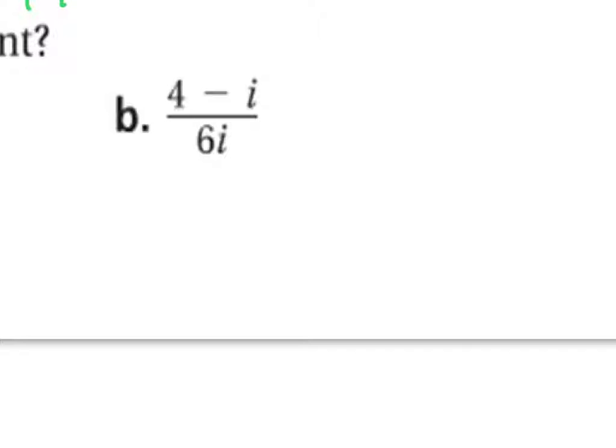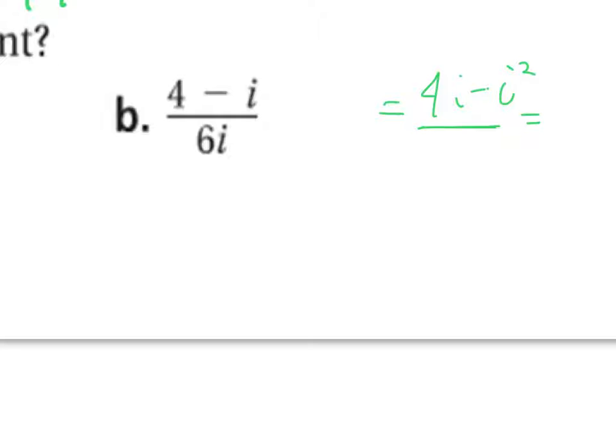Again, with B, if you know what you're doing, it's going to be a bit simpler. We just have to distribute that i across, and so if I do that, I get 4i minus an i squared, which again we can simplify really.